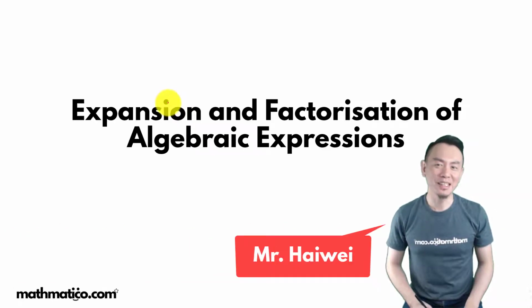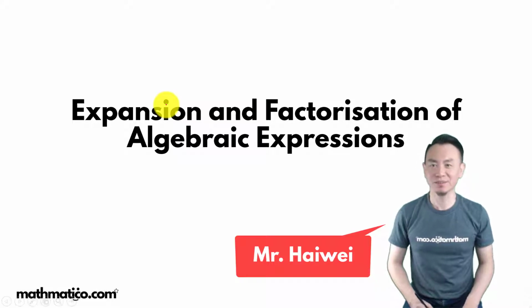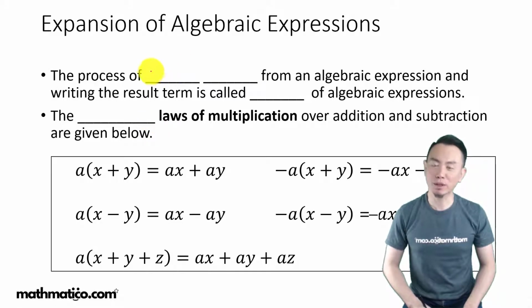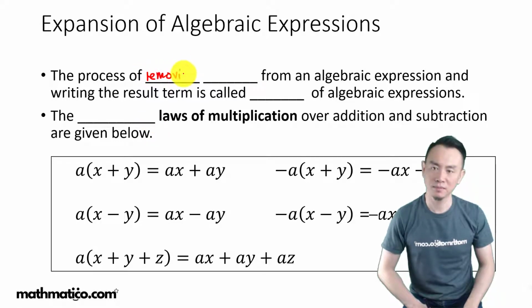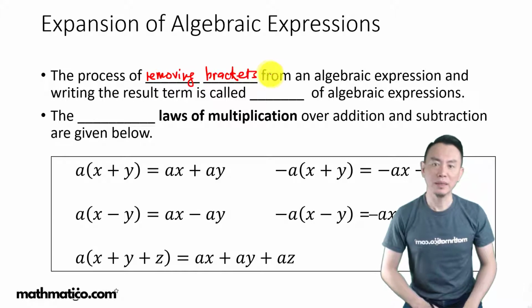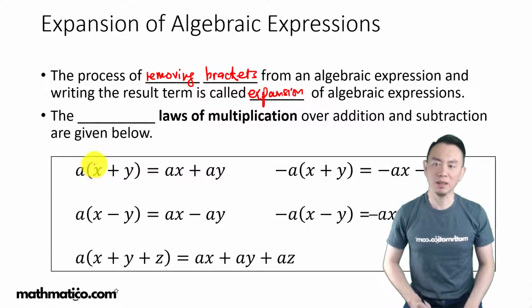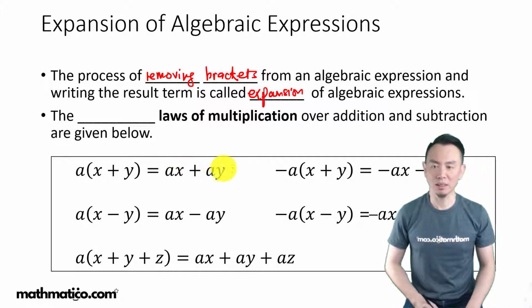Expansion and factorization of algebraic expressions. So first we look at the expansion of algebraic expressions. The process of removing brackets from an algebraic expression and writing the result terms is called the expansion of algebraic expressions. It's called expansion because you have brackets here, but as you multiply out, you're going to see the terms become more. You get more stuff, okay?